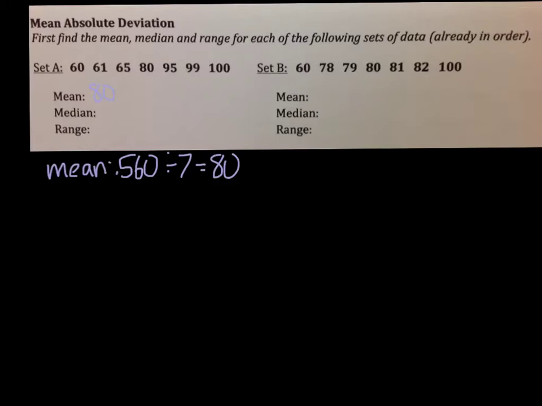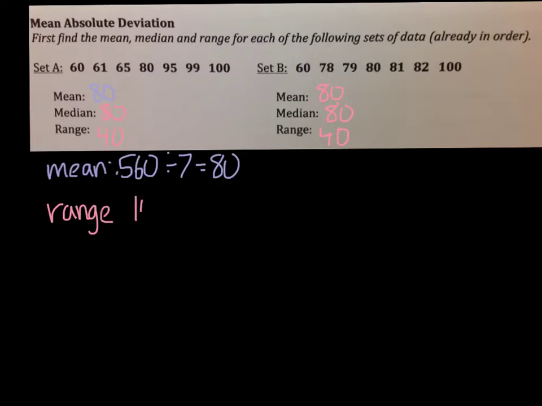So the mean, we know, is when we add up all the numbers and divide by the number of numbers. You can see that I wrote that they add up to 560, and when I divide by 7, because there's 7 data points, I get 80. Then we know that the median is the middle number, or 80, and the range is 40, because you could do 100 minus 60.